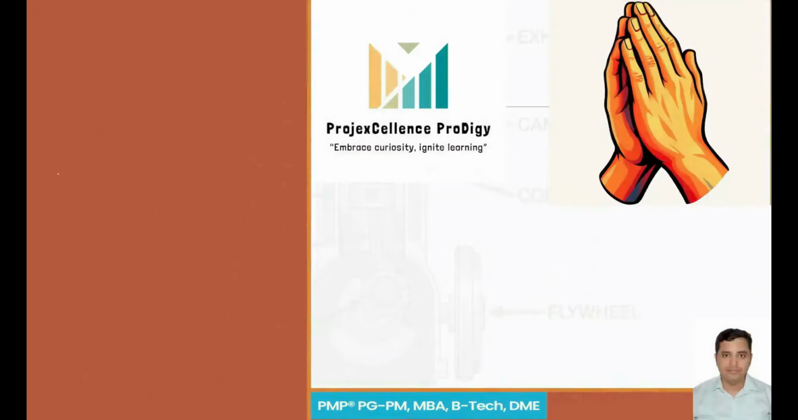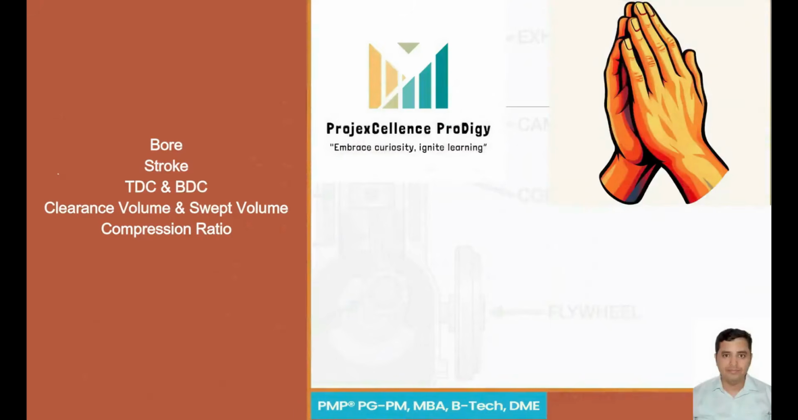So to summarize today's lesson, bore defines the cylinder diameter. Stroke defines piston travel distance. TDC and BDC define piston positions. Clearance volume and swept volume define cylinder capacity. And compression ratio defines how strongly the mixture is compressed. Once you understand these basic terminologies, reading OEM manuals, performance charts, and technical drawings becomes much easier, especially when you step into real industrial environments.